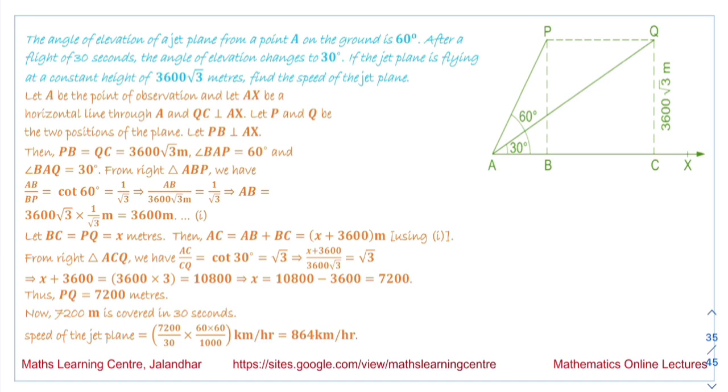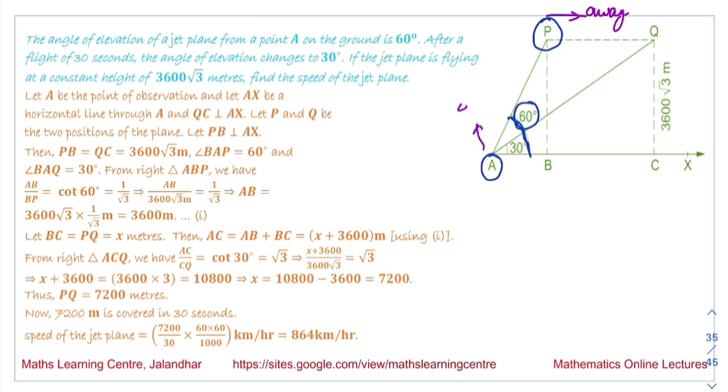So this is the point A we are talking about, and the angle of elevation of this jet is 60 degrees. The jet is at this point P, and the angle of elevation is given to be 60 degrees. After a flight of 30 seconds, the angle of elevation changes to 30 degrees. So we are saying the angle of elevation is decreasing. It means it is moving away from the observer.